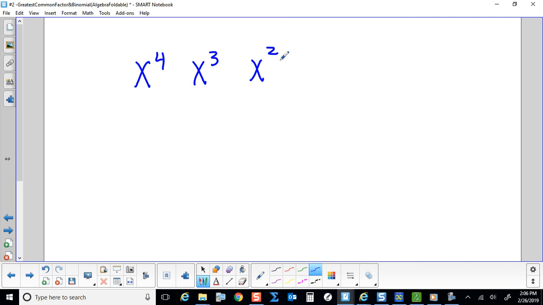The answer will always be the smallest exponent, because x squared goes evenly into x squared, it goes evenly into x to the third, and it goes evenly into x to the fourth because we subtract the exponents. If I were to divide x squared out of each of these terms, I would end up with x squared, x, and a 1.